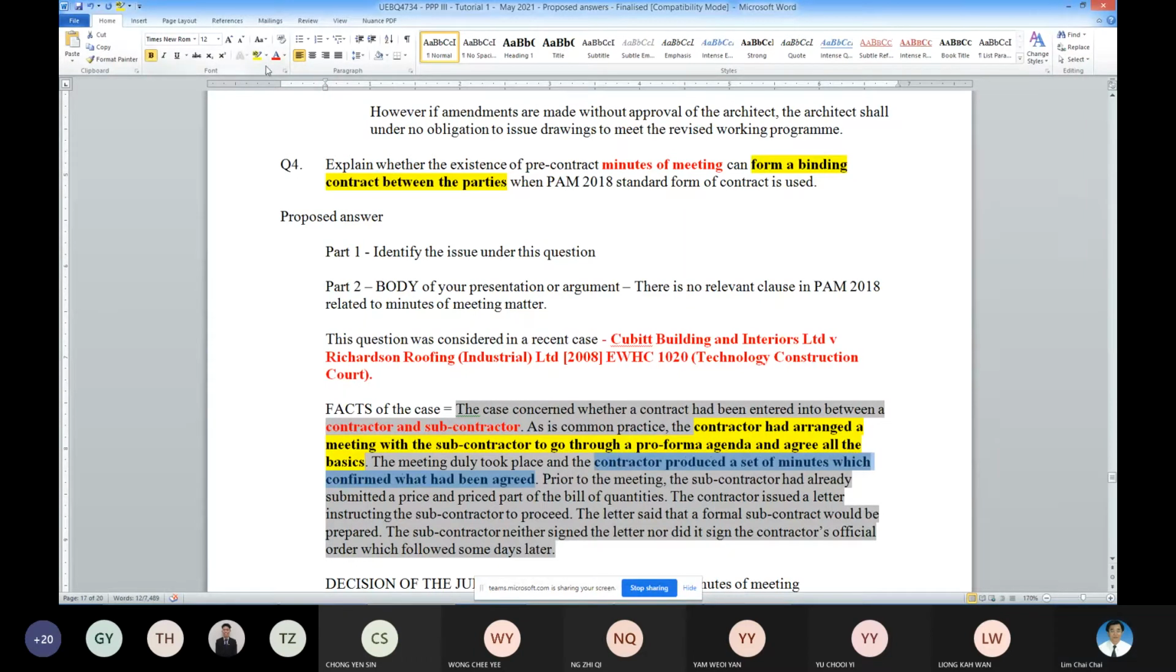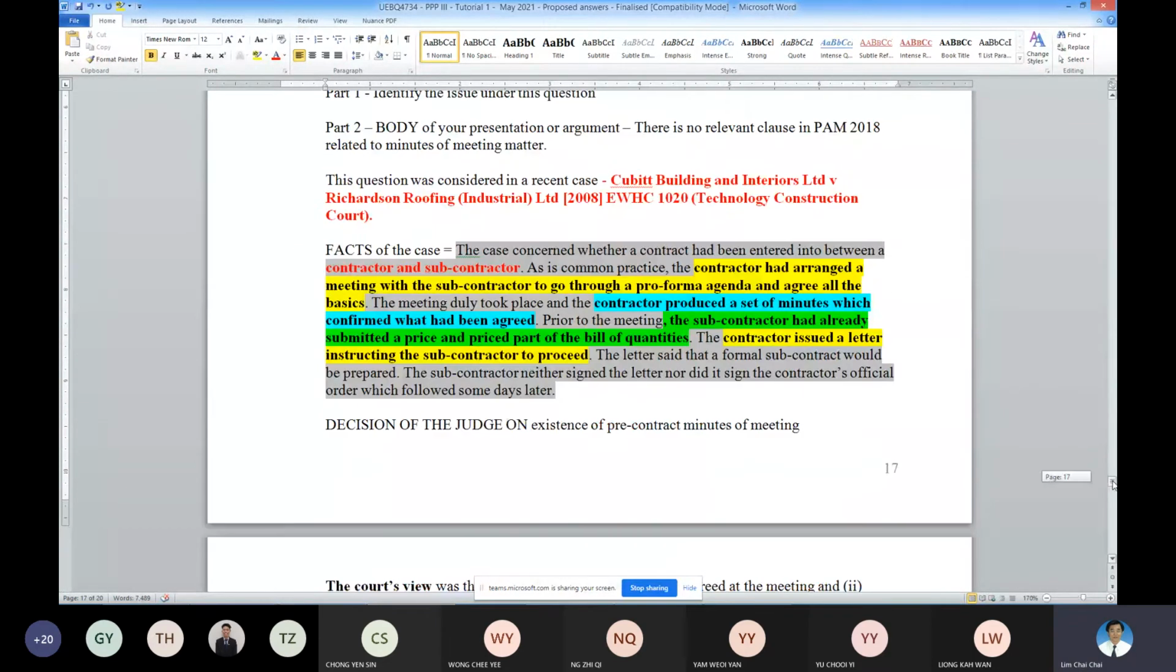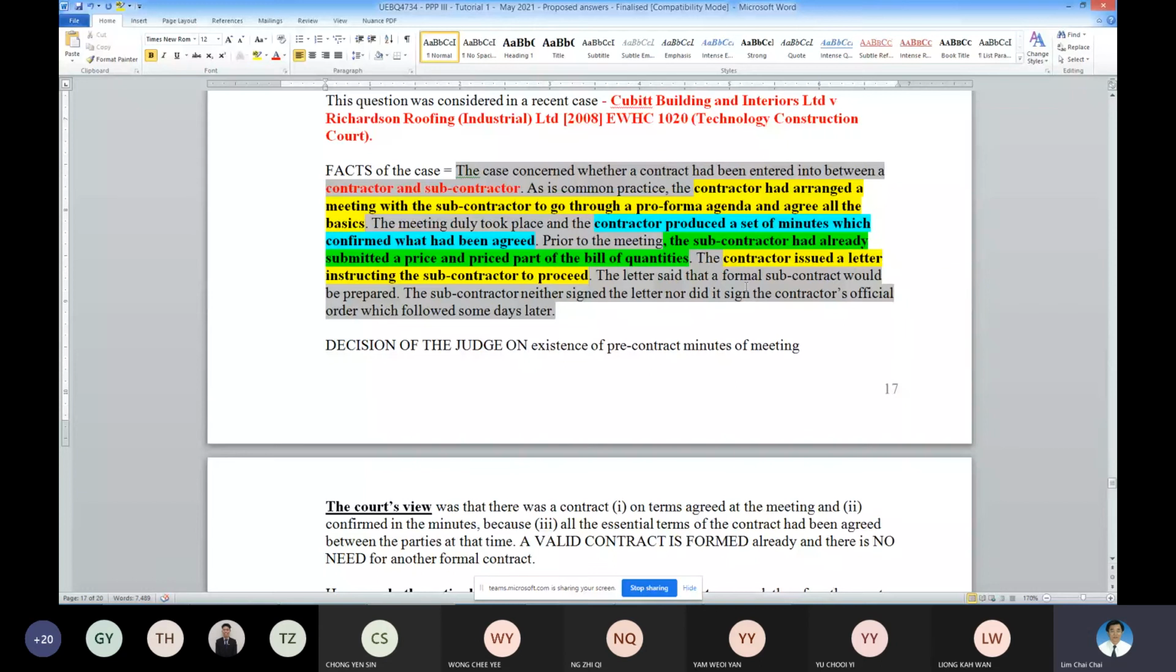Prior to the meeting, the subcontractor had already submitted a price and BQ. That means the offer was submitted earlier than the meeting. So what is the implication? Upon receiving the offer, the contractor issued a letter asking the subcontractor to proceed, even though no formal contract was formed, based on the meeting and the minutes of meeting only. This is the facts of the case. The letter says that a formal contract would be prepared later.